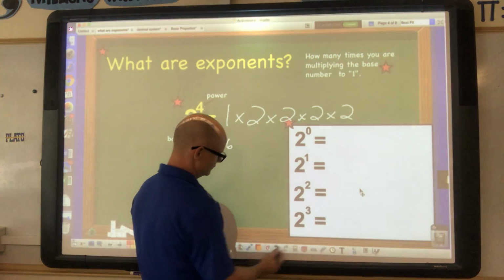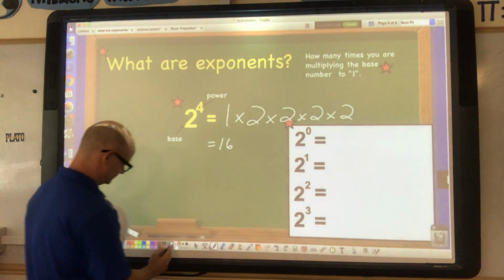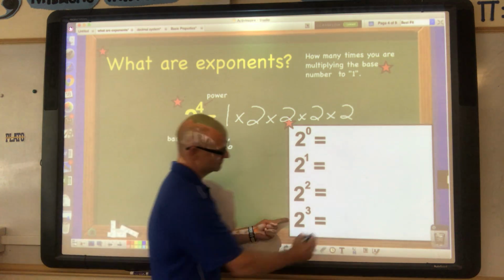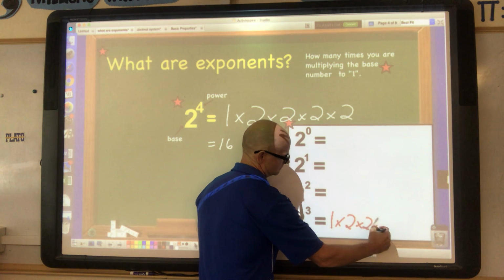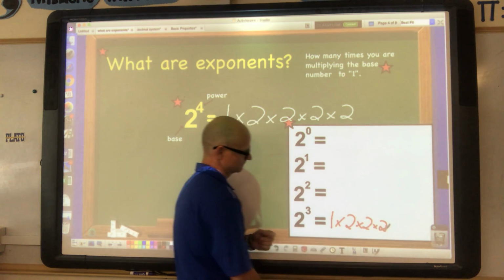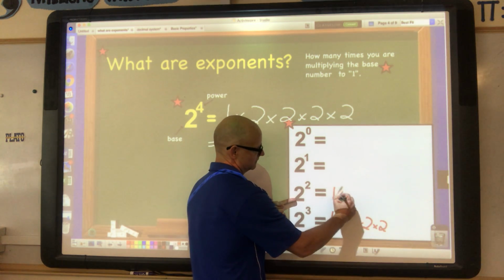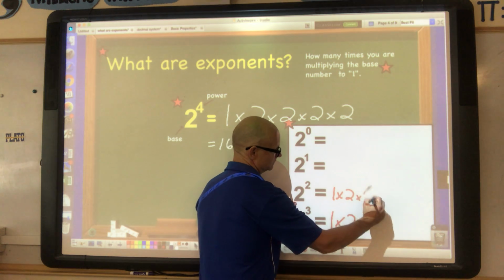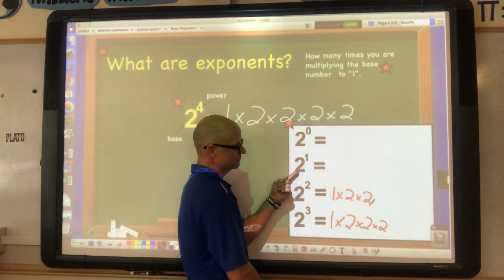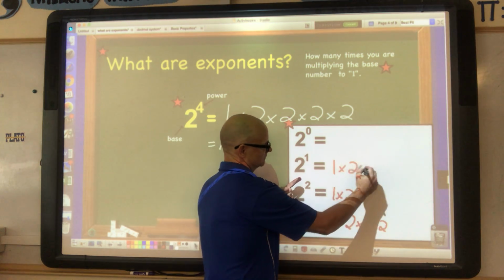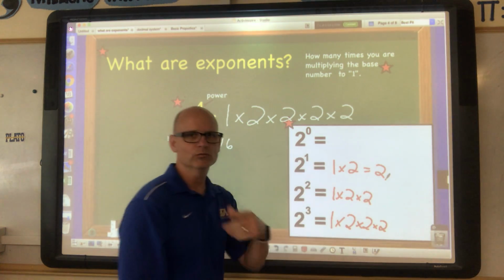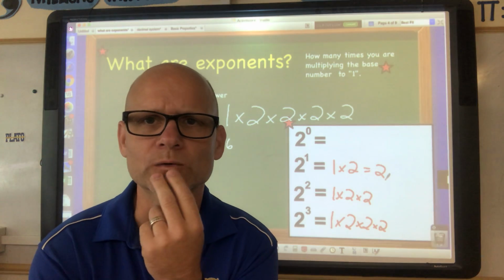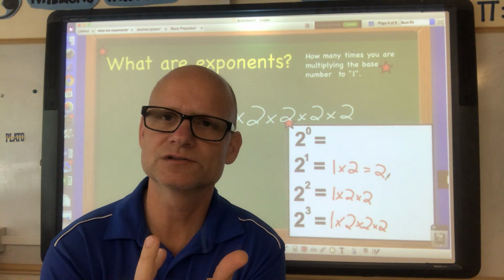So what would 2 to the 0 be? Well, before we go there, 2 to the 3rd power just means you're taking 1 and multiplying it by 2, 3 times. 2 to the 2nd power, multiplying 1 by 2, 2 times. 2 to the 1st power, well that's just 2. Interesting. What do you think 2 to the 0 power would be?